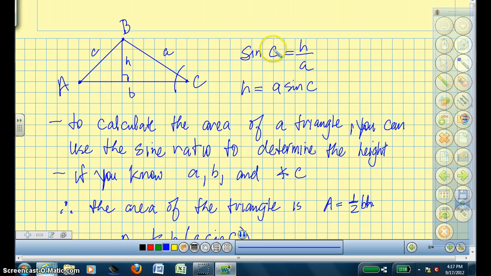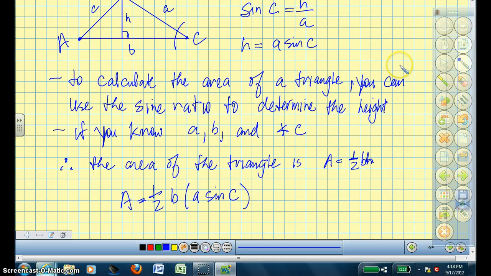So sine of angle C is equal to the height, which is the opposite side, divided by A, which is the hypotenuse of this triangle on the right-hand side. And if I isolate for h or solve for h, I get this expression. It is the length of A times the sine of angle C. Okay, and how this is useful is if we're going to calculate the area of the triangle, you can use the sine ratio. So essentially what I've done is I've used the sine ratio to determine the height, and this is based on the information given, knowing the length of A, the length of B, and the angle of C.